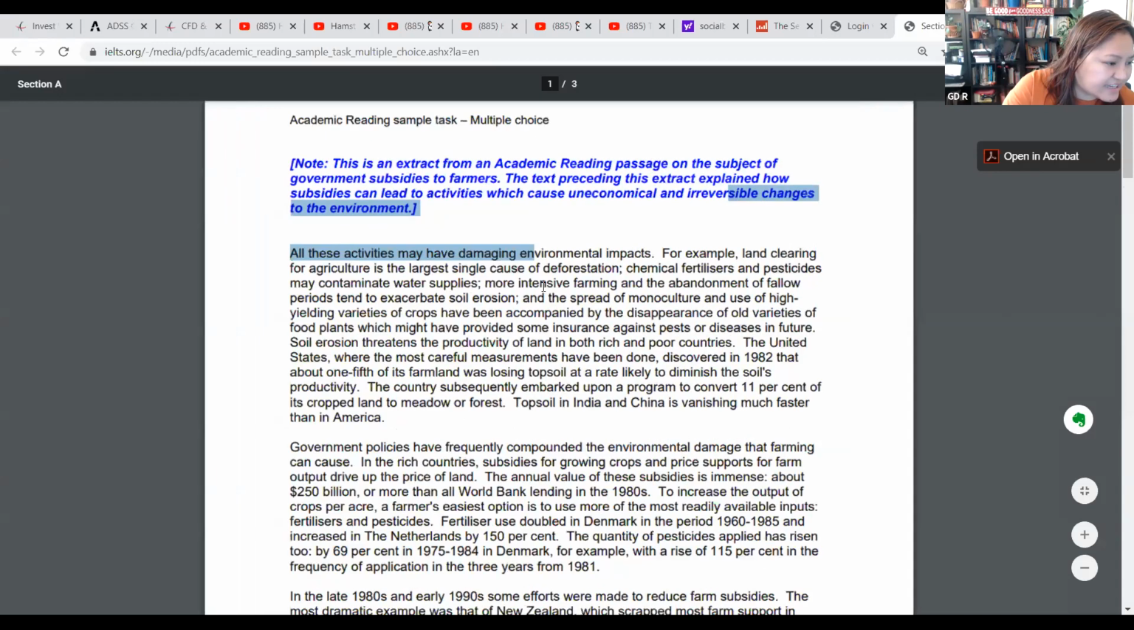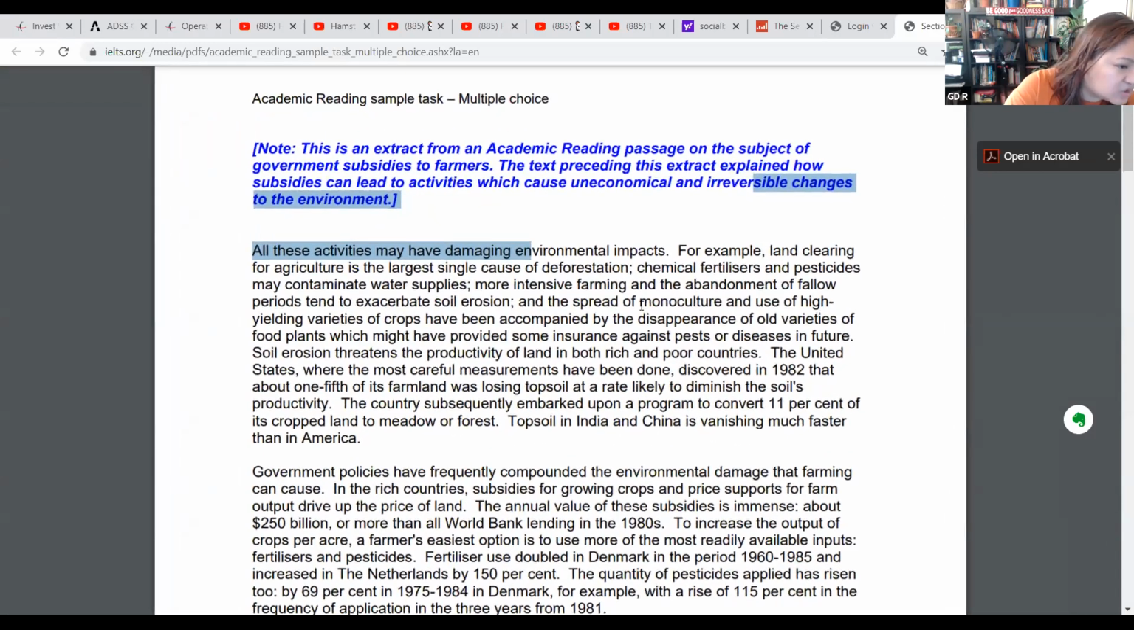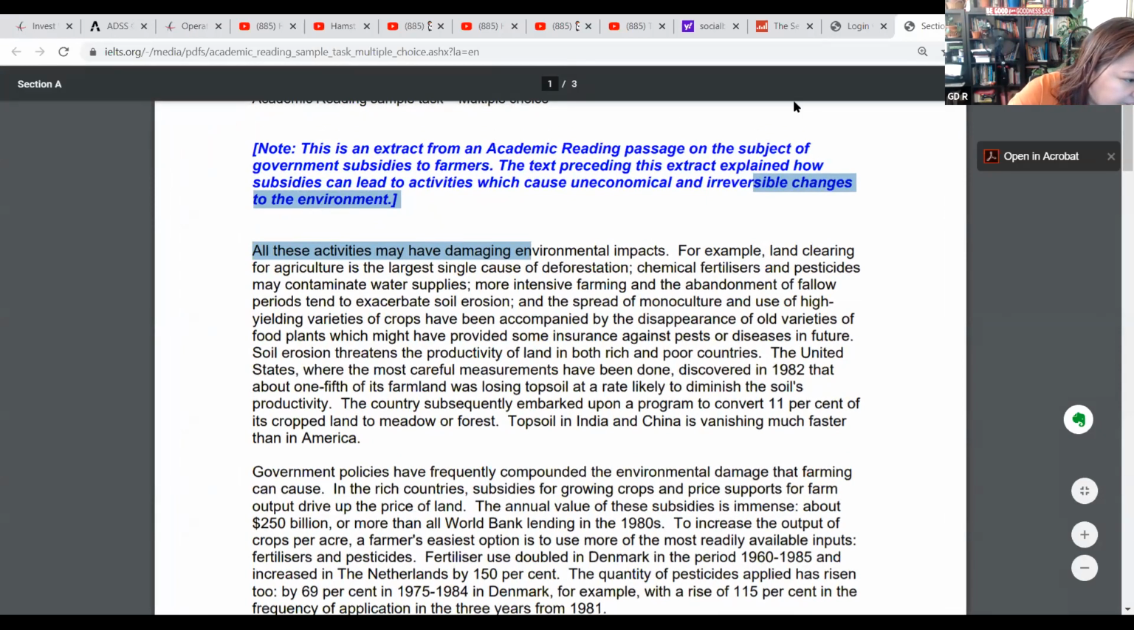Can you see the reading sample, guys, for the multiple choice question? Guys? Are you muted?